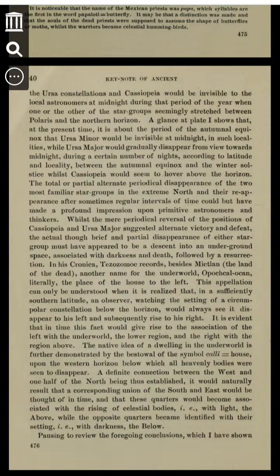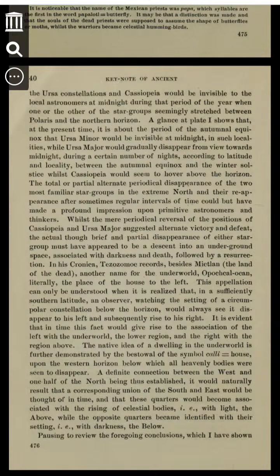The appellation can only be understood when it is realized that in a sufficiently southern latitude, an observer watching the setting of a circumpolar constellation below the horizon would always see it disappear to his left and subsequently rise to his right. It is evident that in time this fact will give rise to the association of the left with the underworld, the lower region, and the right with the region above. The native idea of dwelling in the underworld is further demonstrated by the bestowal of the symbol Calli, house, upon the western horizon below which all heavenly bodies were seen to disappear.